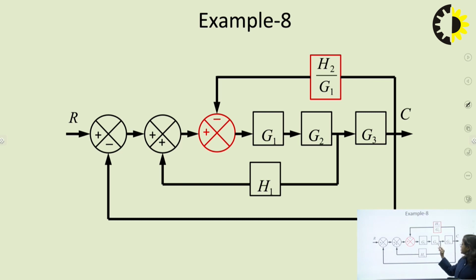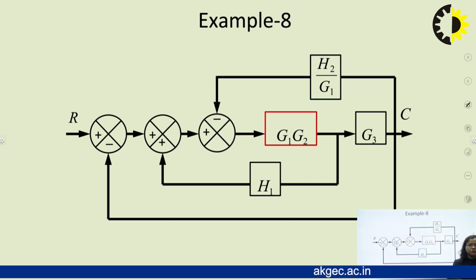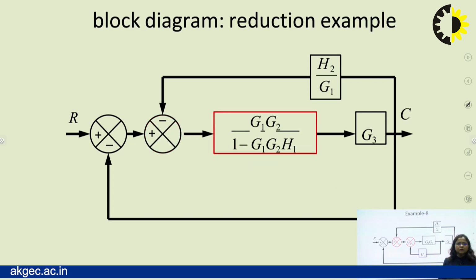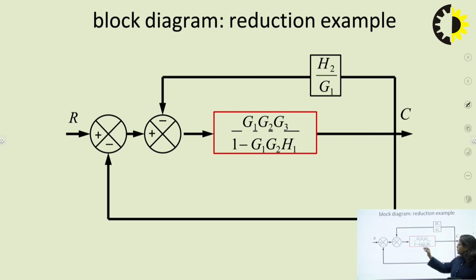Now we can see that G1 and G2 are in cascade, so it becomes G1, G2. And we will interchange these two summing points since they are in neighbor. So G1, G2, and then once we interchange these two blocks, it becomes like this. Now it is a feedback path. This can be simply replaced by G1, G2 upon 1 plus G1, G2, H1. So this is the answer, G1, G2 upon 1 minus G1, G2, H1. And now this block will become in cascade with G3, which can simply replace G1, G2 into G3 upon 1 minus G1, G2, H1. So this is the overall transfer function.